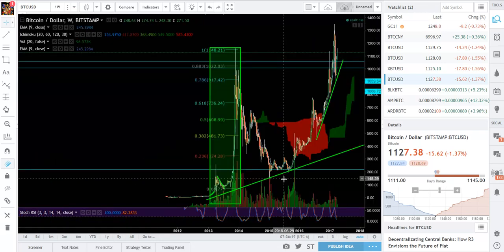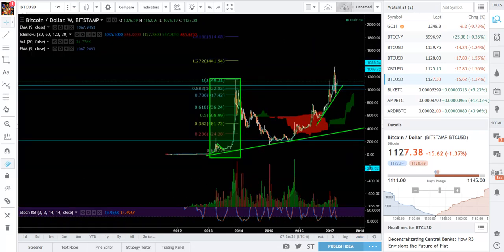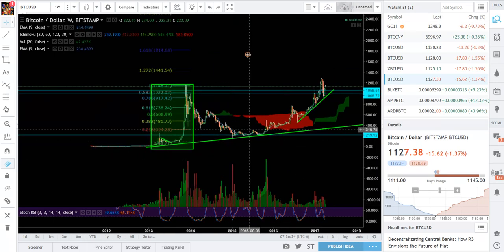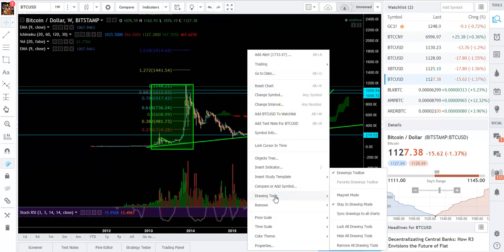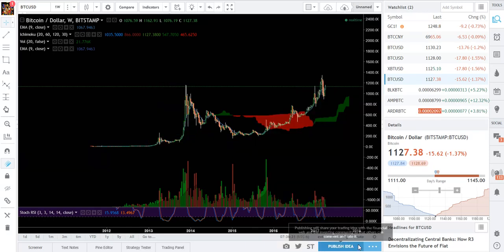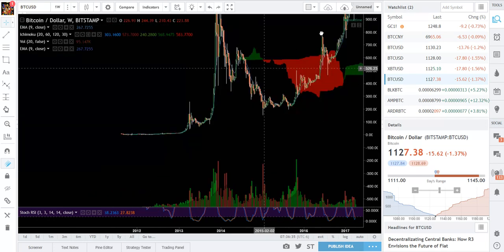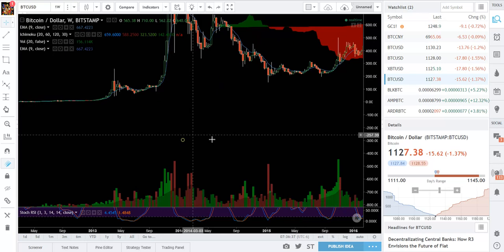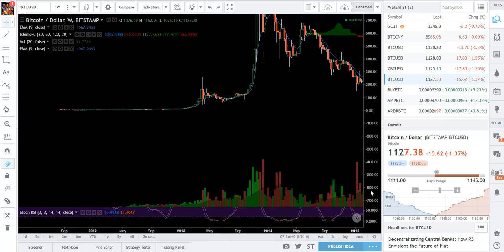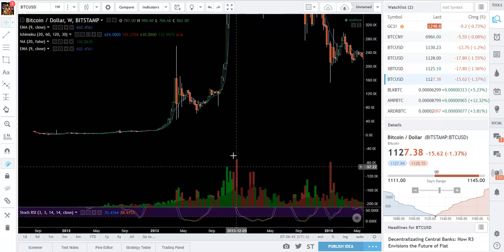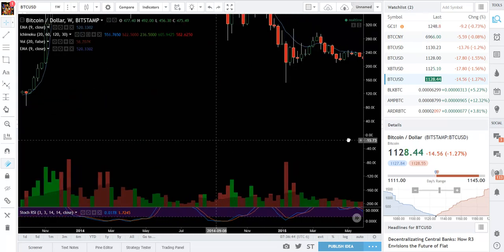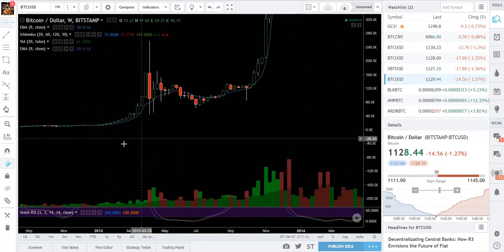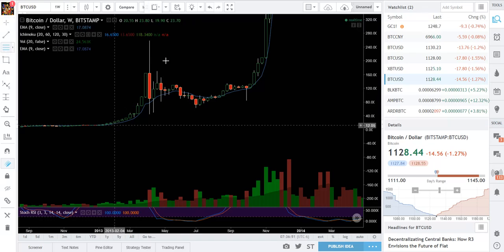What do we have here? Well, let's get rid of our drawing tools here. Now, what do we have here? Well, we have 3 market bubbles in a row, basically. We got this one here that was a complete market bubble in itself. It held a 78.6% retracement, basically right here.